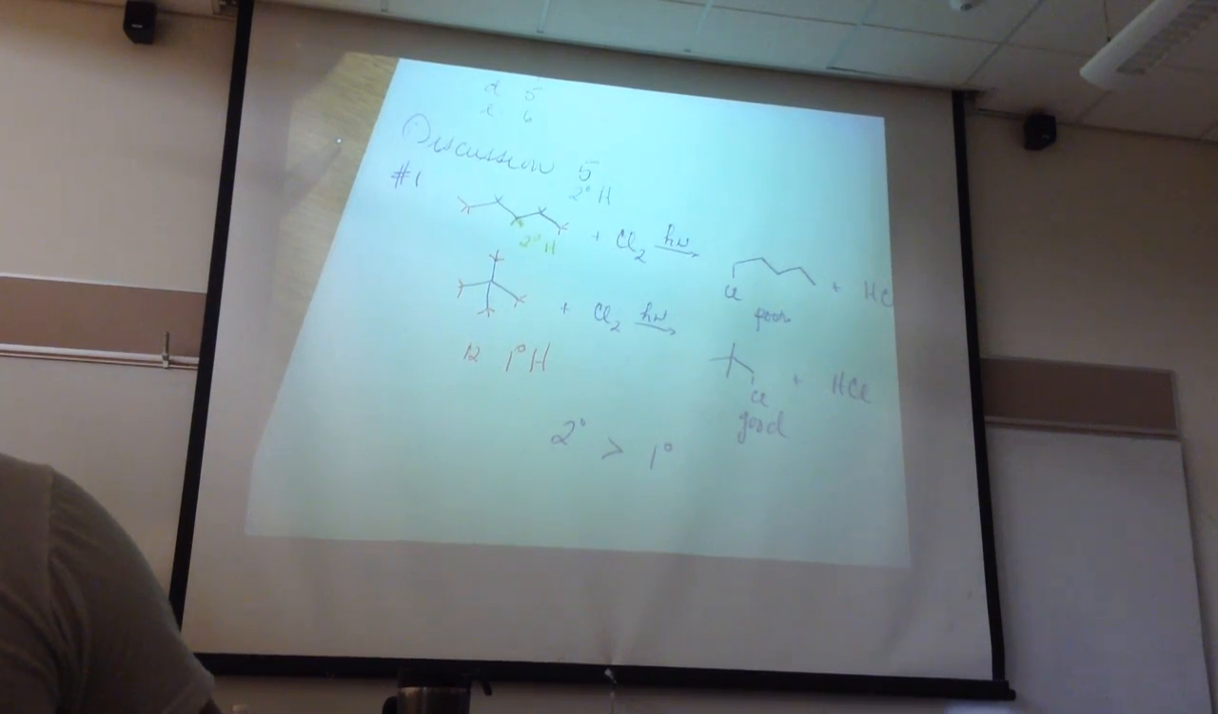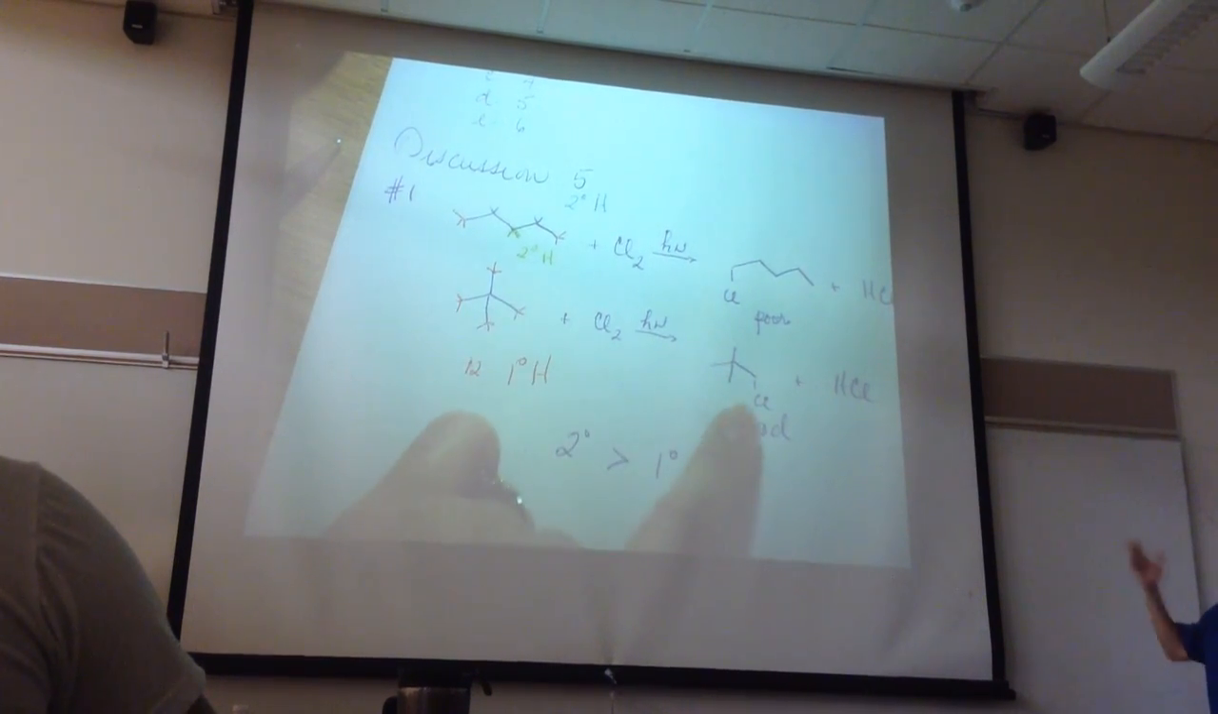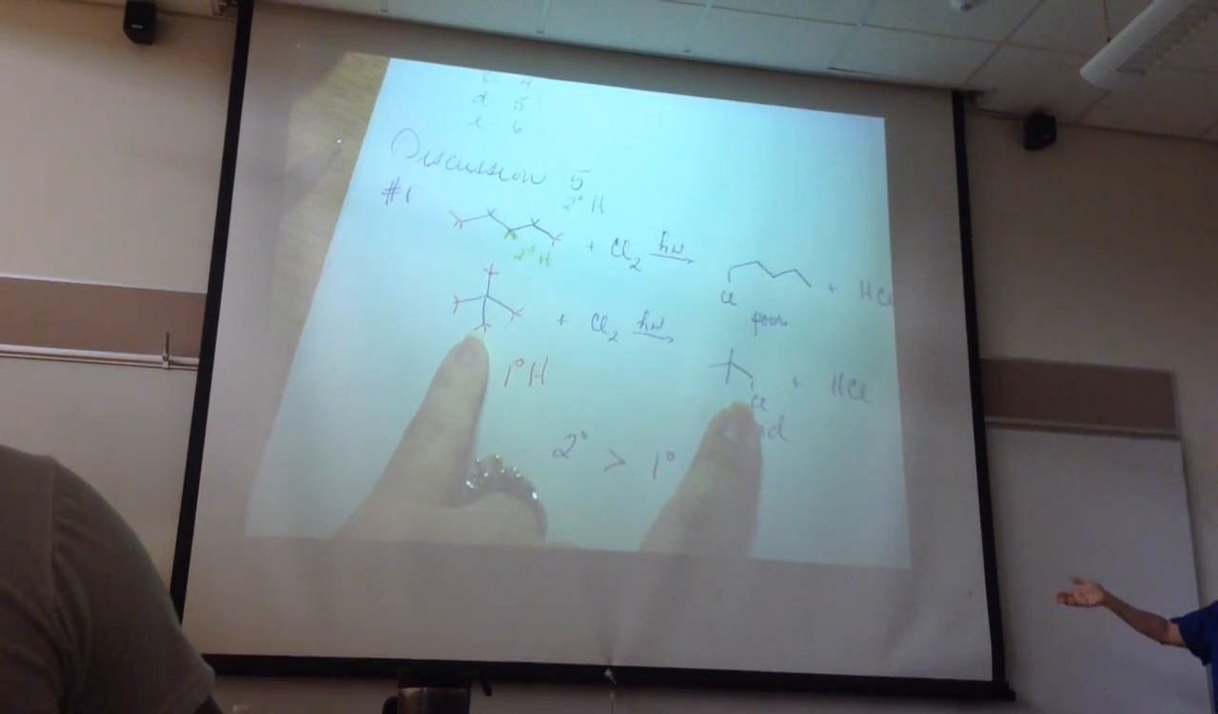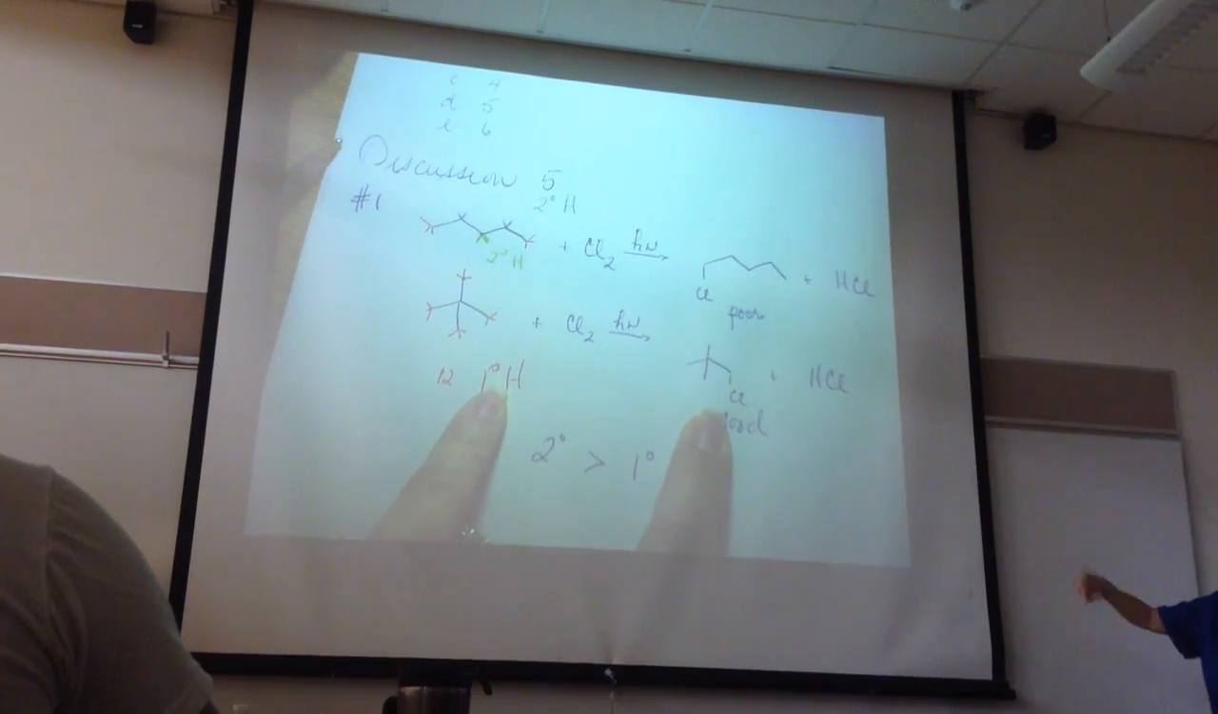Okay, so the question isn't stability. The question is, would you be able to get 1-chloropentane from this reaction? Would you be able to get 1-chloropentane from that reaction? And the answer is, from the neopentane, you will make the 1-chloro.